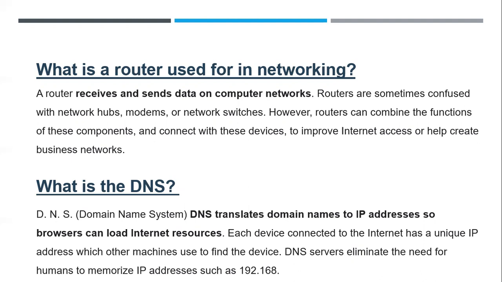So, when it comes to the first one, the gateway, a gateway connects 2 networks just for connectivity. But the router is the one that receives and sends data on a computer network.